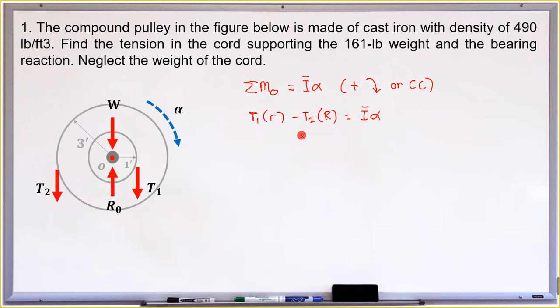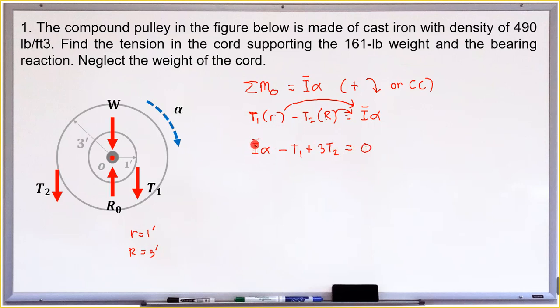Now let's rearrange this one. It becomes I bar alpha, and we transpose the other terms as well. So we have I bar alpha minus T1 plus 3T2, where the smaller radius r is equal to 1 foot and the bigger radius is equal to 3 feet. That is equal to 0.